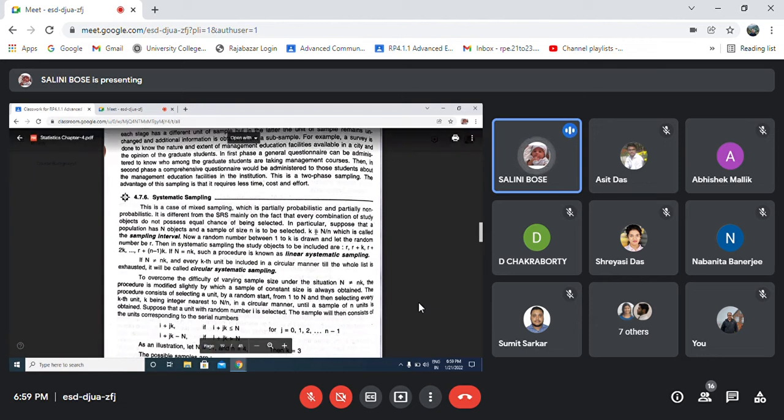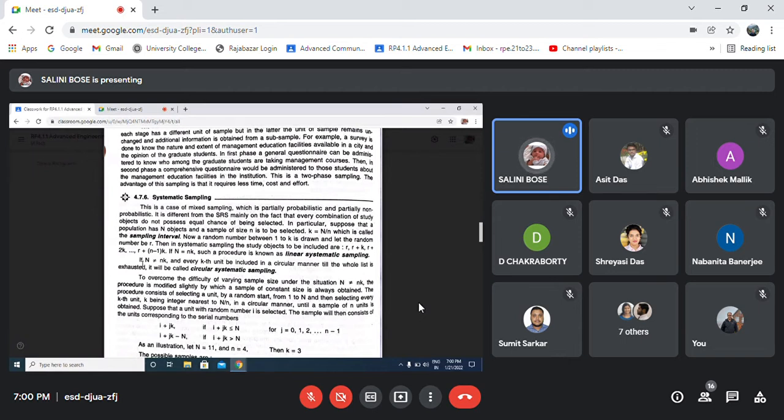So how do we choose? Suppose your first random sample is R. Then your second sample must be R plus that much interval, the k value of interval. Then the third sample will be R plus 2k, then R plus 3k, then R plus 4k, like this up to R plus (n minus 1) into k. So this is what systematic sampling is.